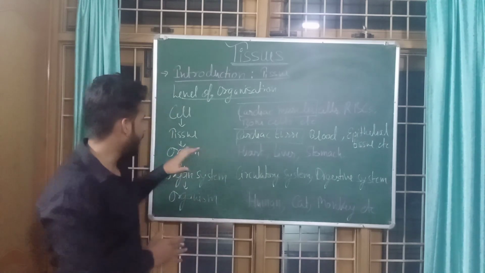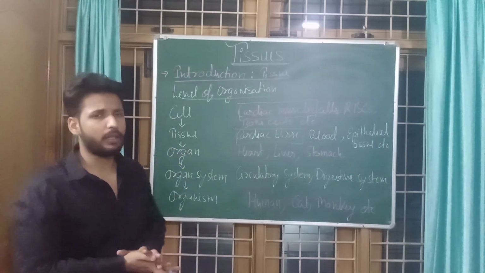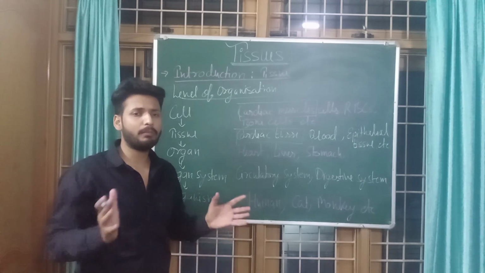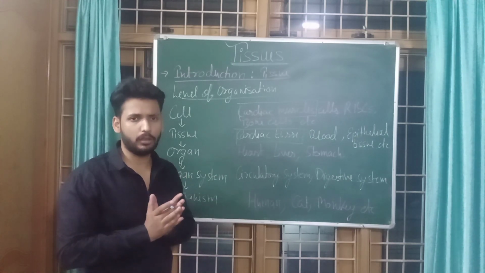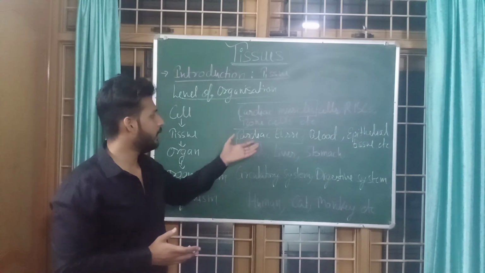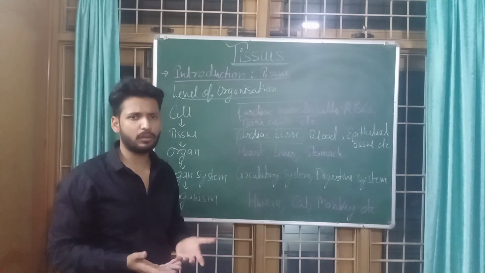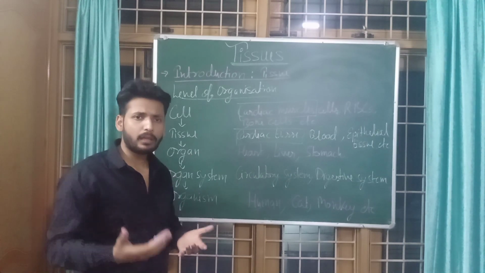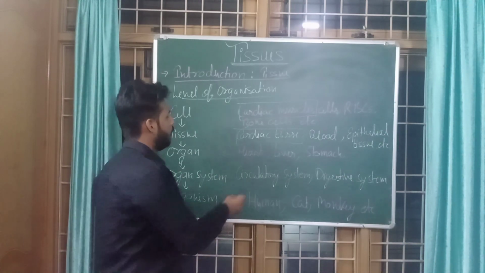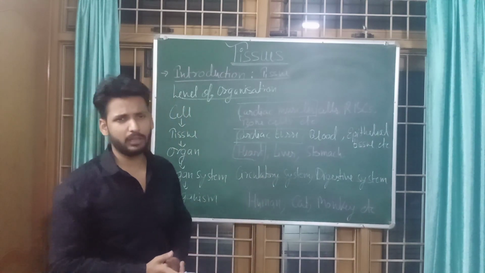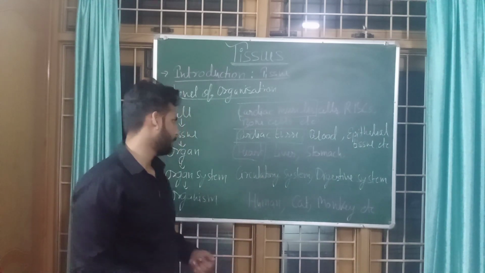Now, the next level of organization is organ. Here you can say different tissues combine to form an organ, right? Here cardiac tissue, connective tissue combine to form an organ, like you can say heart, liver, stomach, etc.